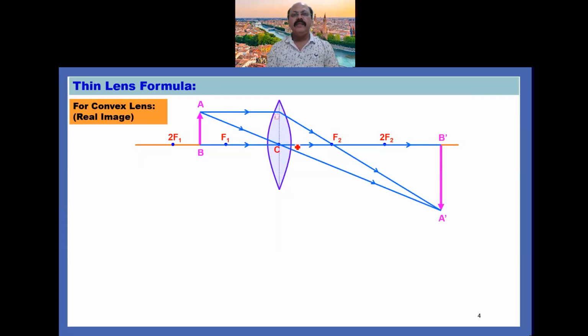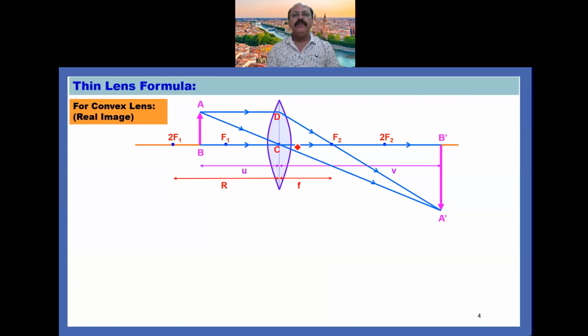You see that it is a ray diagram like that. A dash is the real image of the point A. Now we drop a perpendicular on the principal axis, that is A dash B dash. So A dash B dash is the real, inverted and magnified image. Now you see that u is the representation of the object distance, v is the image distance, f is the focal length of the convex lens, and R is the radius of curvature.